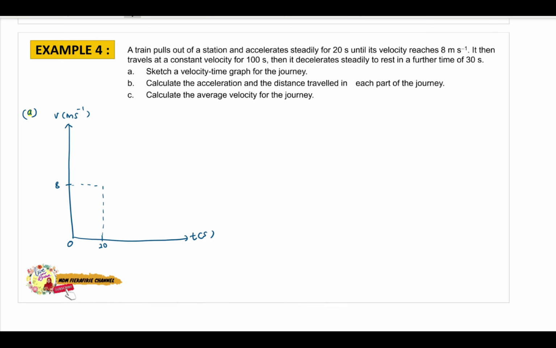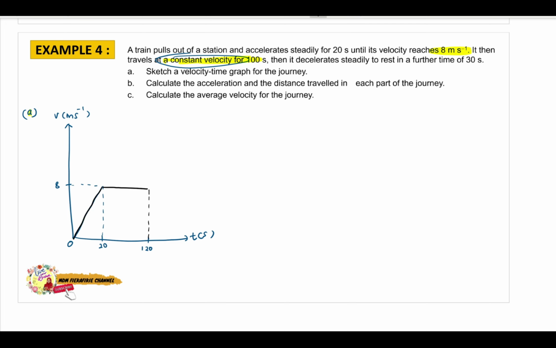Oh dear, it's not straight. Then, within 100 seconds, that means from 20, add another 100 seconds. So the label must be correct. 20 seconds plus another 100 seconds, so here should be 120 seconds. It moves at a constant velocity. The velocity has reached 8 meter per second, and this time it is constant. So a constant straight line like this.